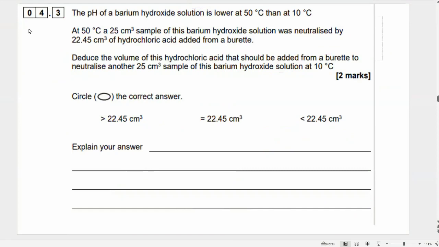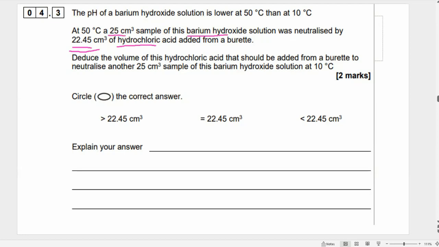Okay, 4.3, the pH of barium hydroxide solution is lower at 50 than at 10 degrees. At 50 degrees, a 25 centimeter cube sample of this barium hydroxide solution was neutralized by 22.45 centimeters of hydrochloric acid added from a burette. So what they're saying is that we needed to add 24.5 centimeters of hydrochloric acid to neutralize 25 centimeters of the barium hydroxide.